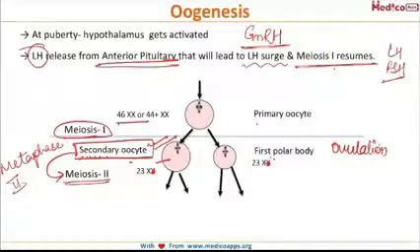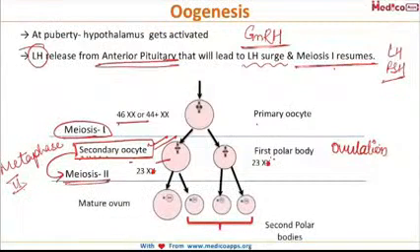Now the secondary oocyte which is arrested at metaphase 2 completes the second meiosis only at the time of fertilization. And after fertilization, it leads to the formation of a mature ovum and a second polar body.